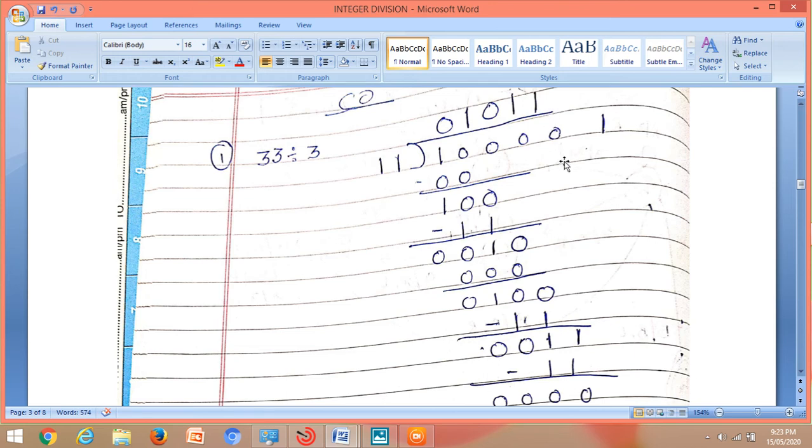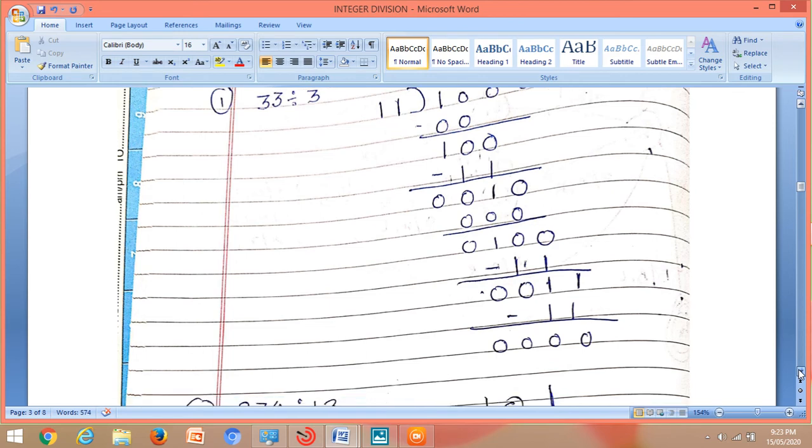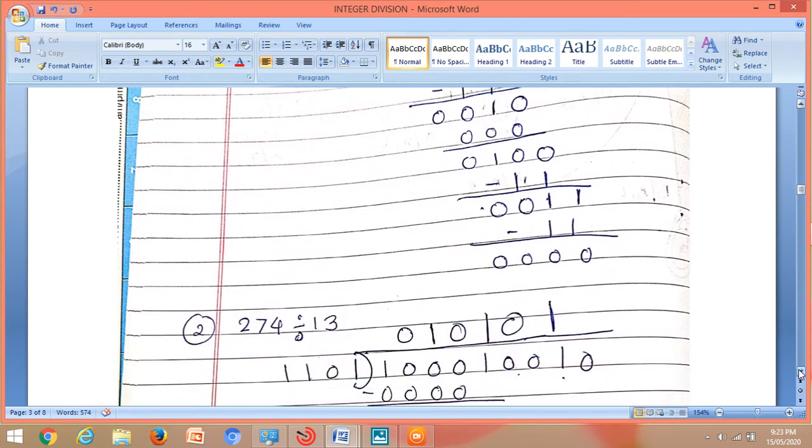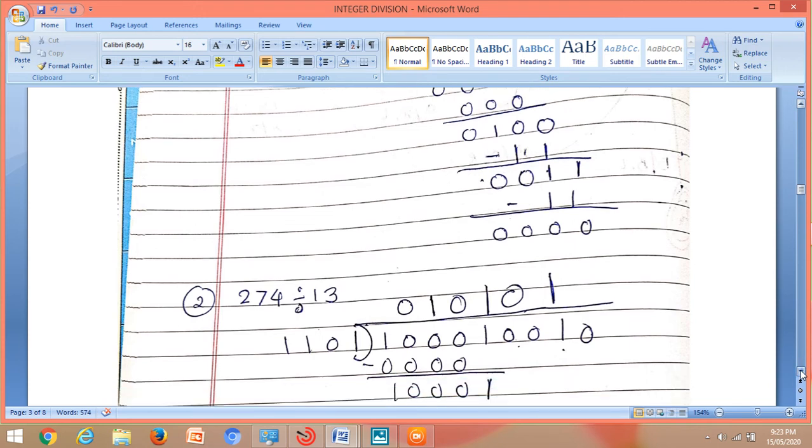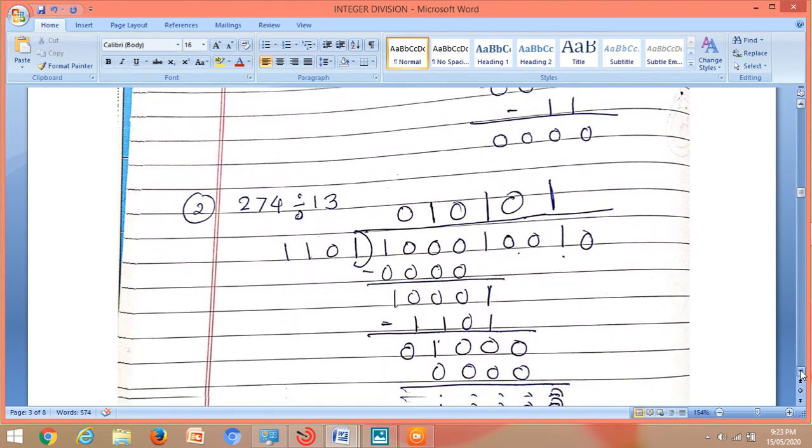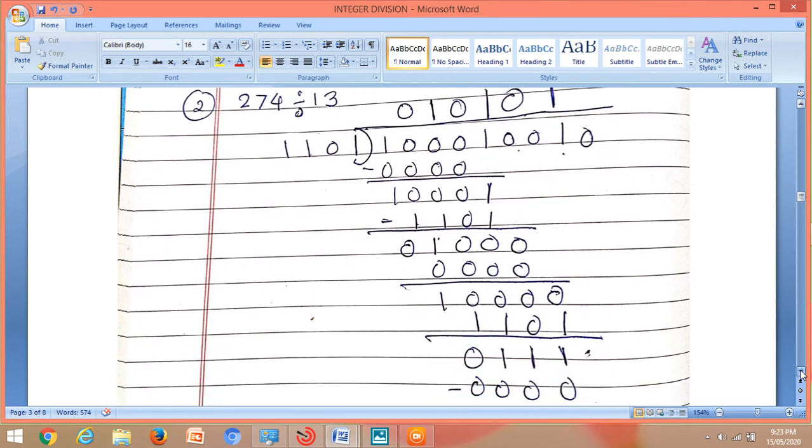So in this way you can check whether your division is correct or not. As practice, I would like you to please solve this example: 274 divided by 13. Again, in this case, in order to avoid confusion, don't take the sign bit, take the numbers as positive numbers. So as homework you can do this division. We'll go to the next part.